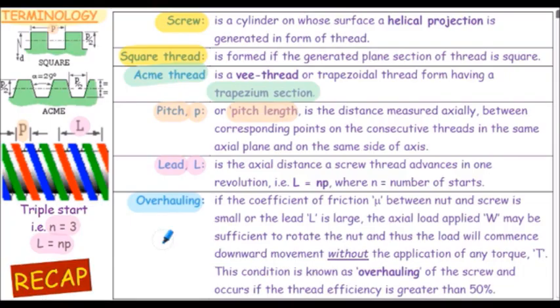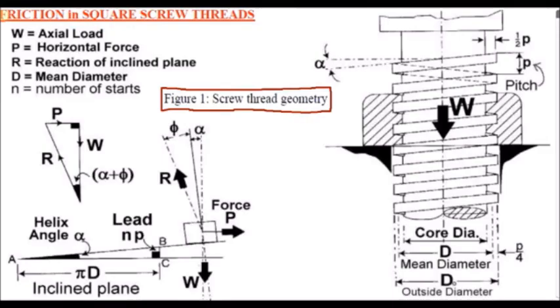Overhauling essentially relates to a situation where an axial load W causes downward movement without the application of a torque to the screw thread. So we need to be careful that overhauling does not occur in practice, or we have mechanisms in place to prevent overhauling from occurring. So let's commence the analysis of friction in square screw threads.